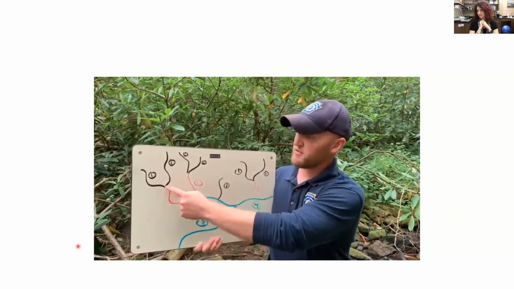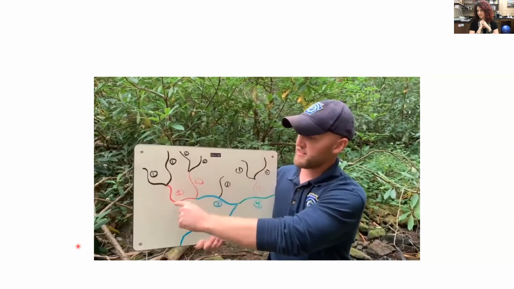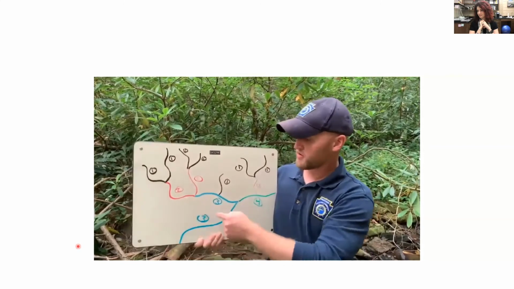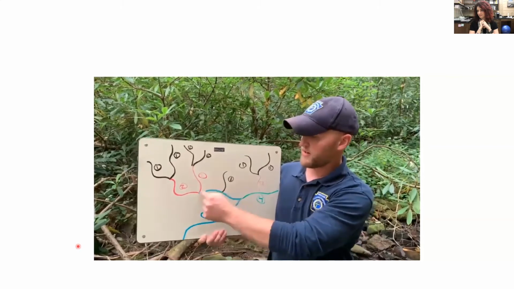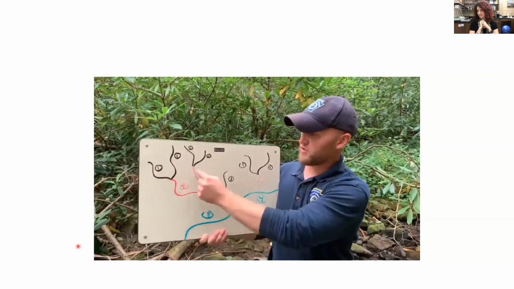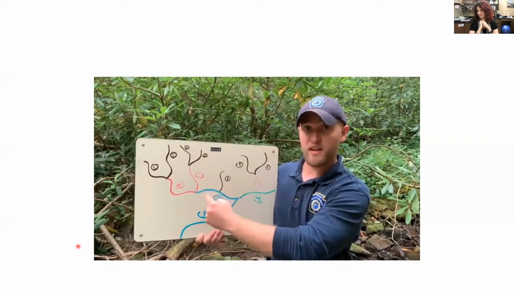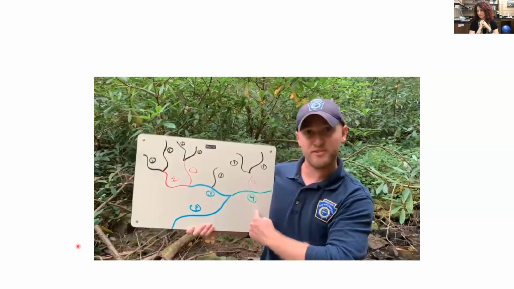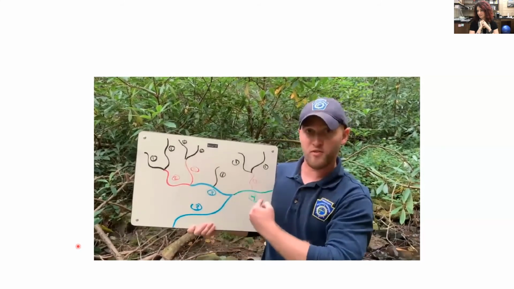So right here, we have two first order streams meeting to form that second order stream, which we have represented in red. The same goes for a third order stream. I have a third order stream represented with blue right here. Two second order streams have to come together to form that third order stream. And we continue on down the line. To form a fourth order stream, which I have represented in green, two third order streams have to come together to form that stream.